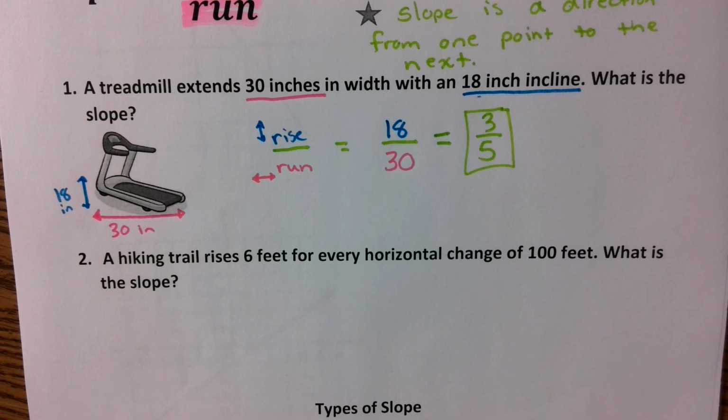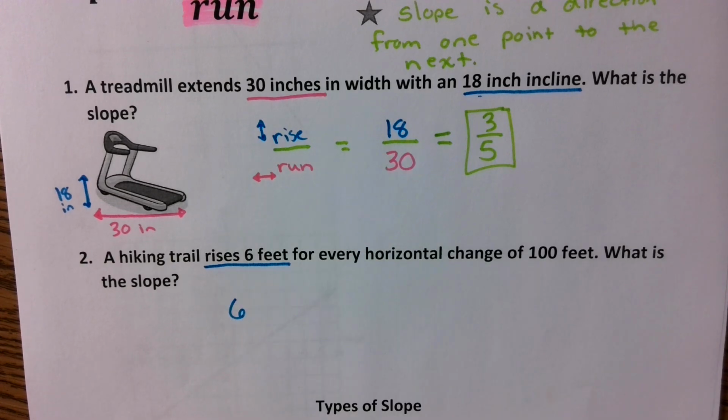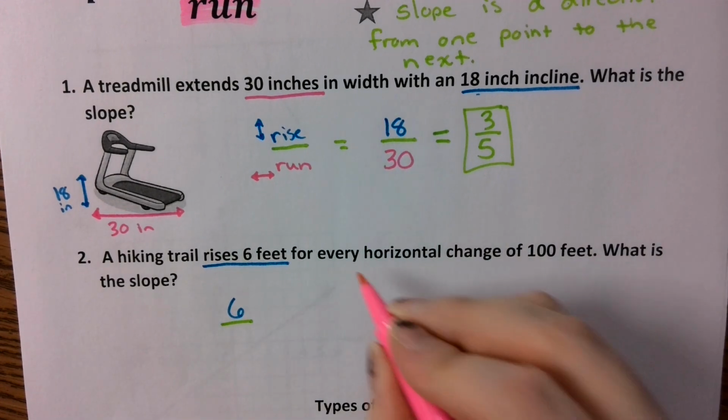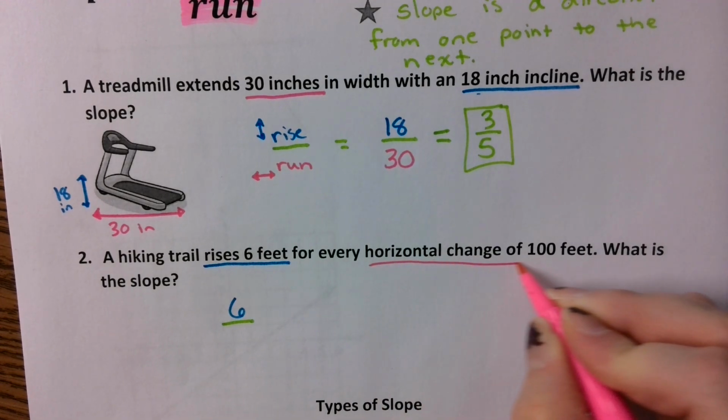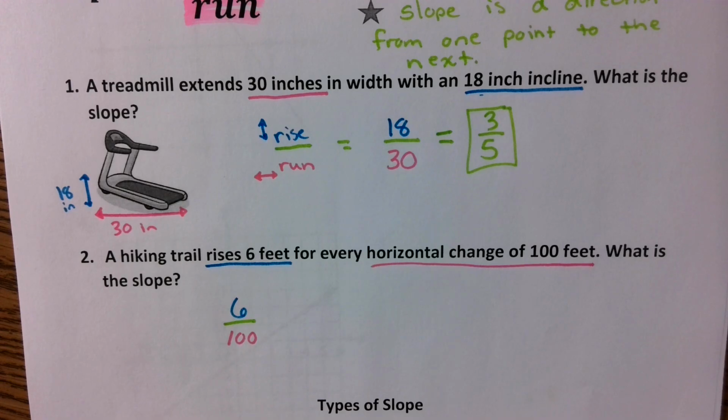Okay, if we're taking a look at problem number 2, a hiking trail rises 6 feet for every horizontal change of 100 feet. We want to know the slope. So that one's pretty easy. They told us already the rise. It's going to rise 6 feet, so I can put the 6 on the top. And it's going to be for every horizontal change. The horizontal change is the same thing as your run, so it's going to go on the denominator, 100.